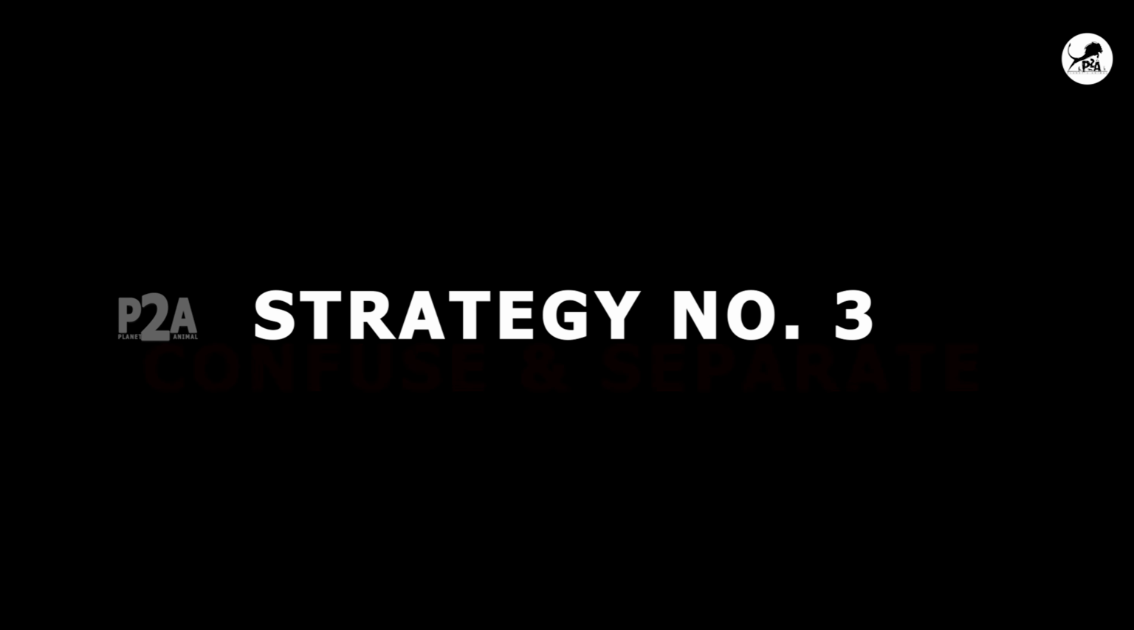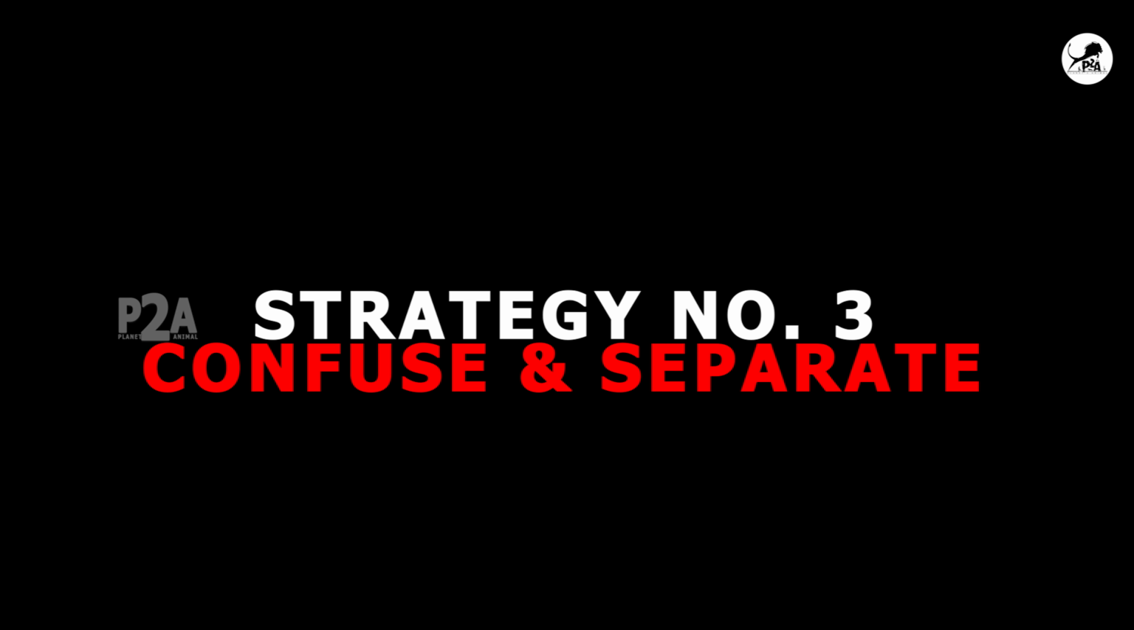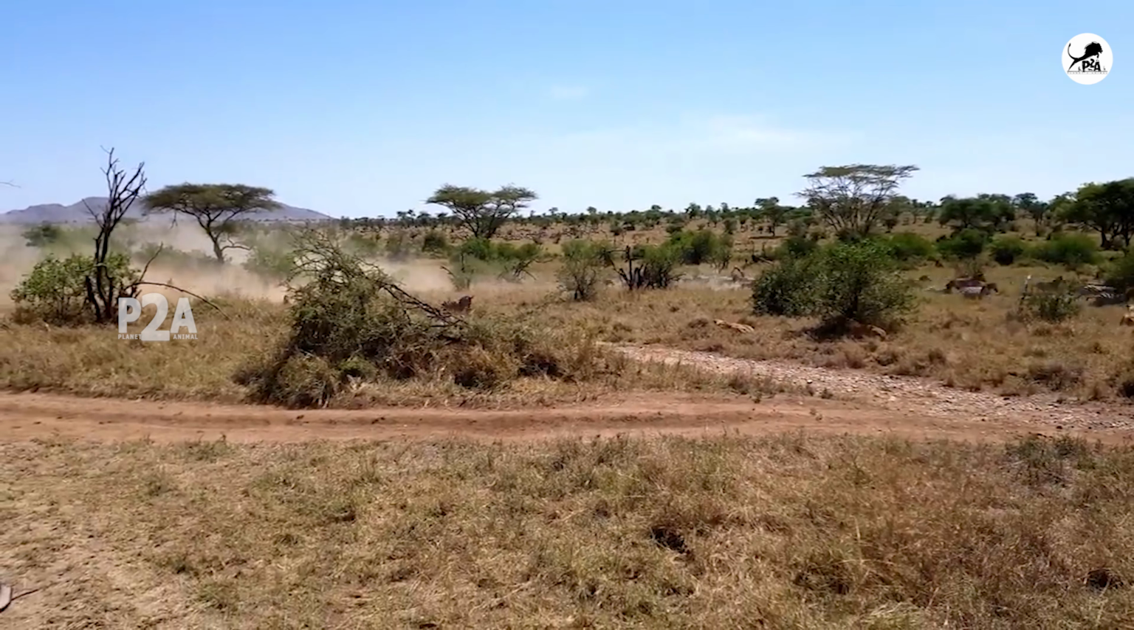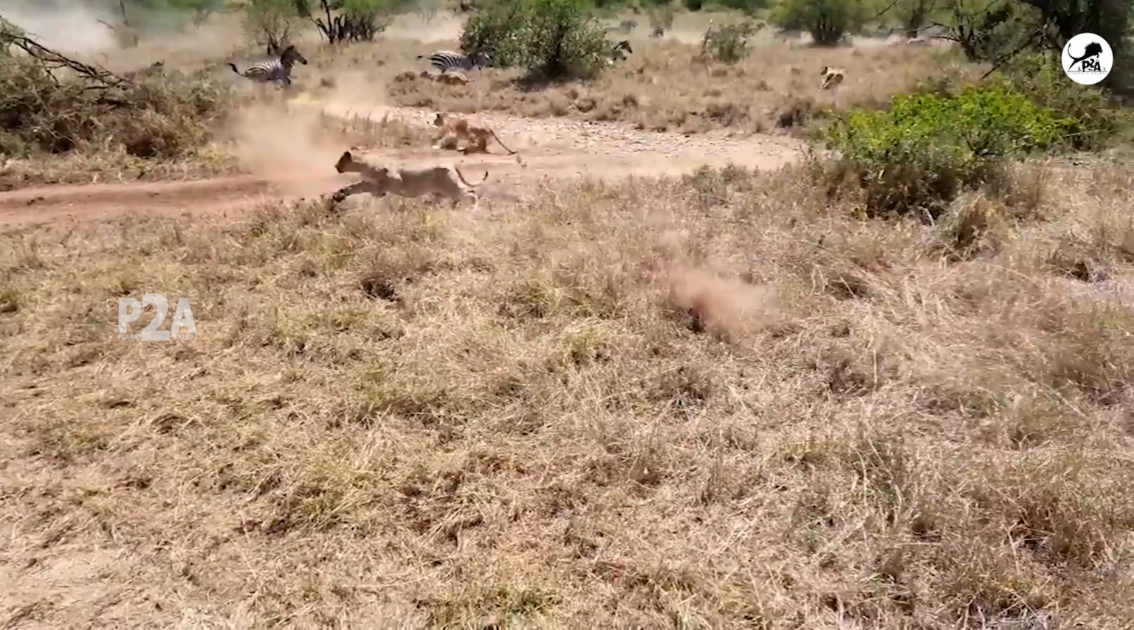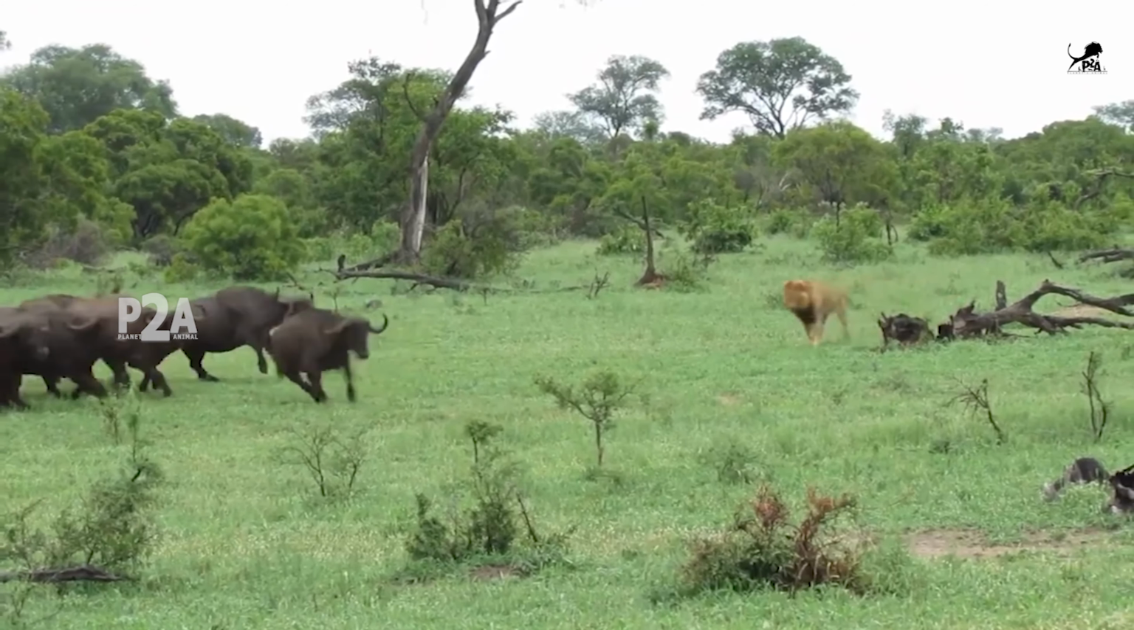Strategy number 3. Confuse and separate. When lion feels it's time, the pride attacks the group to confuse and separate the targeted animal from the group, like shown in these videos.